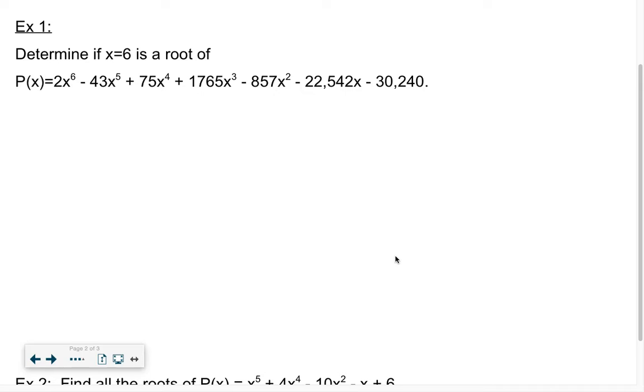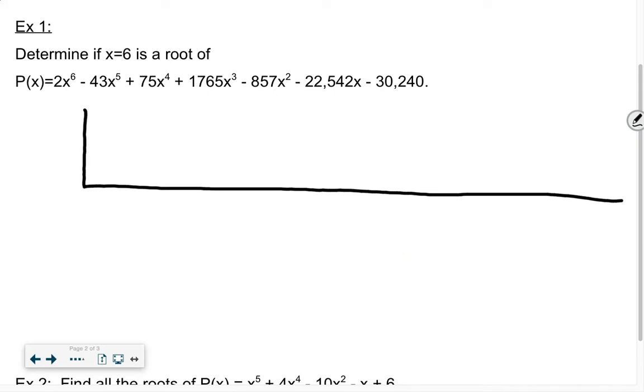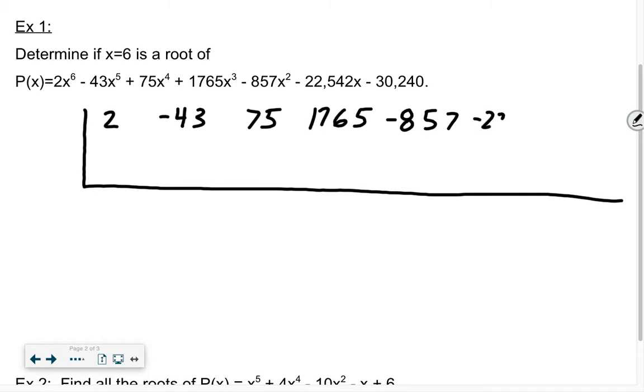That's the nice thing about synthetic division, it does not matter how big your polynomial is, it'll work for any given size. So we look at our coefficients that they give us. They give us a 2, they give us a negative 43, the next one is 75, 1,765, negative 857. Let's make sure we get the right sign, so that is a negative there. Negative 22,542. And last but not least, negative 30,240. Very good. Again, x is equal to 6, so it's not going to be negative 6, but just 6, because if it was the factored form, then we'd do the opposite, but because it's just x equals 6, that's what we're going to use.